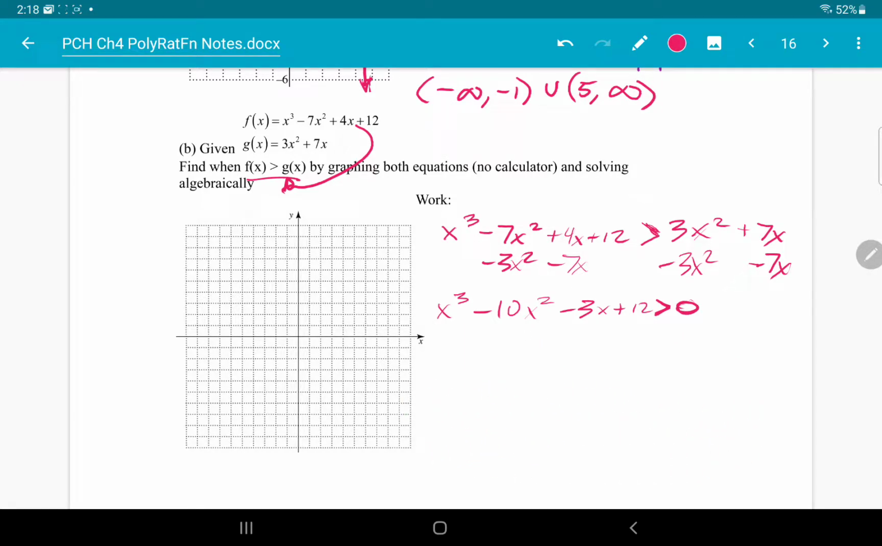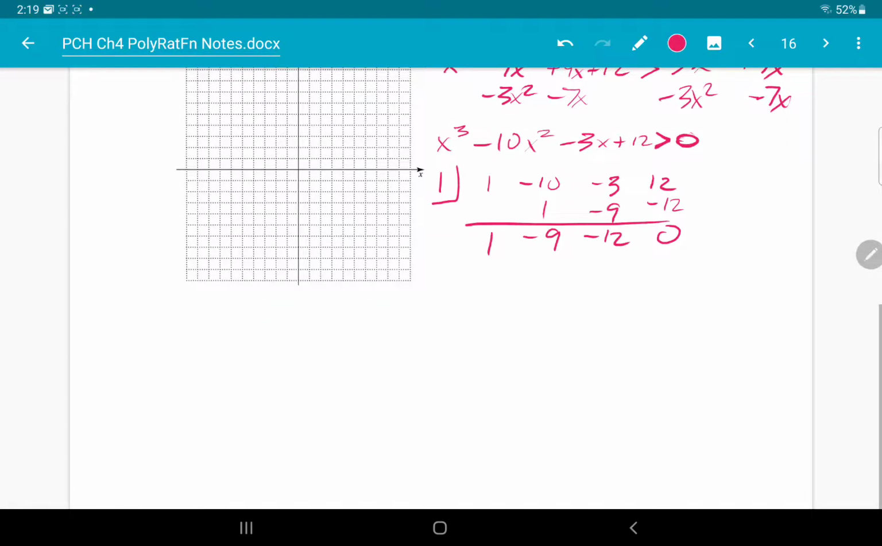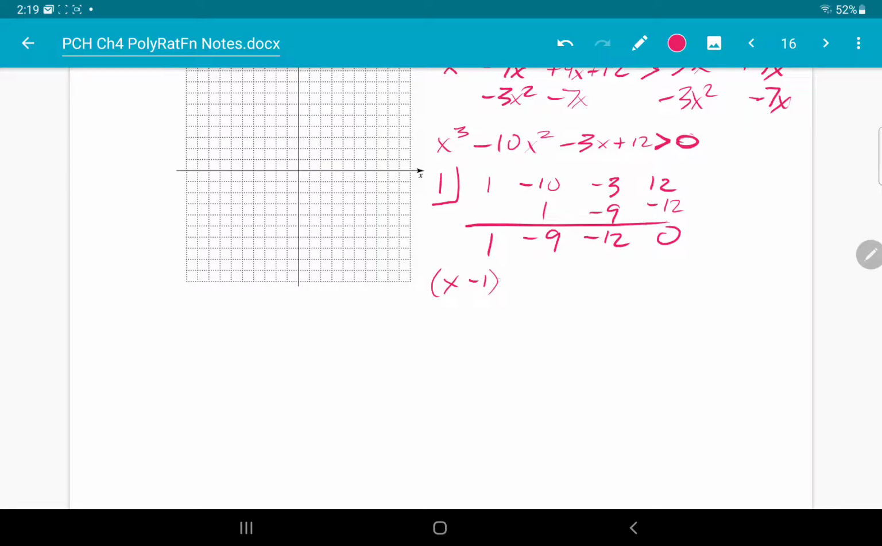So with this polynomial, it looks like we cannot factor, so we're going to have to resort to synthetic division. Let's just try 1 and -1 first. So we have 1, 1, -10, -3. Hopefully this works. 1, 1, -9, -9. All right, it works. So we have x minus 1 times x squared minus 9x minus 12, and this is when we're trying to find when it's greater than 0.